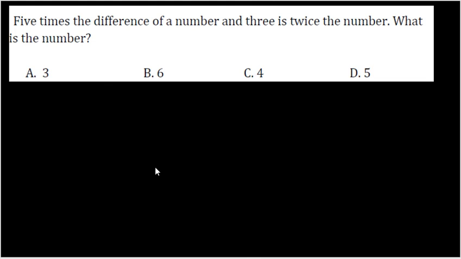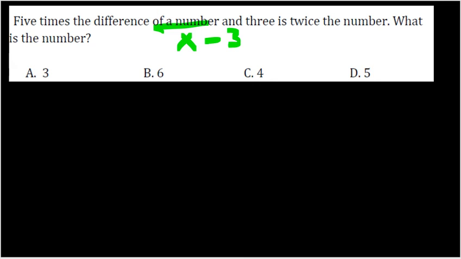The next question, it says 5 times the difference of a number and 3 times 3 is twice the number, it says. Okay, it says 5 times the difference of a number, let the number be x, the difference of a number and 3, that means x minus 3. So 5 times the difference of a number and 3, that means 5 times of this, 5 times of the difference of a number and 3.